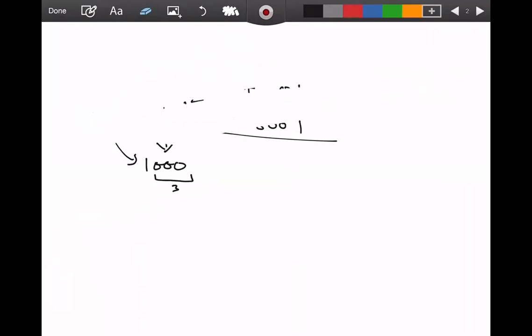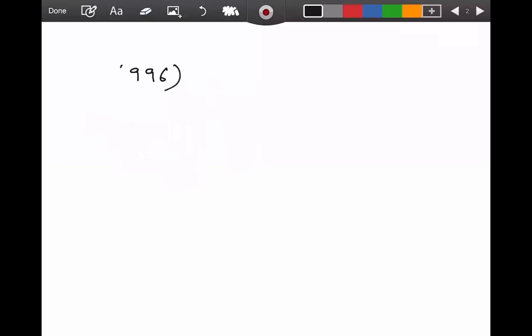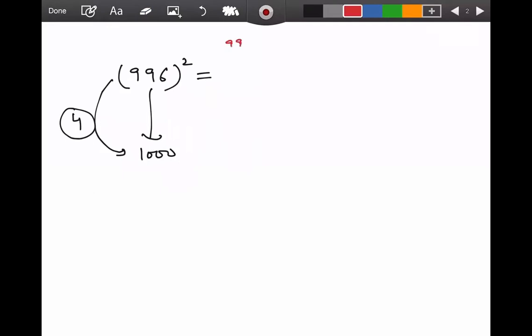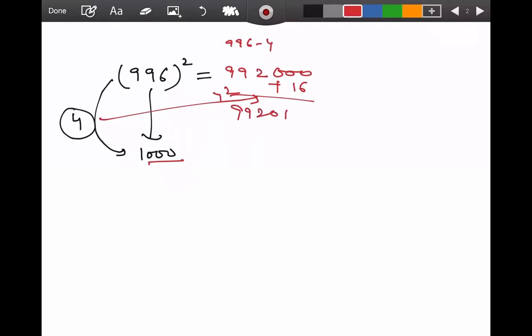So tell me what will be the square of 996. Quick. Time up. 992016. So 996 minus 4 will give us 992. We have 3 zeros, plus 4 square is 16. So 992016. Any doubt here? Easy, I think all can do it.